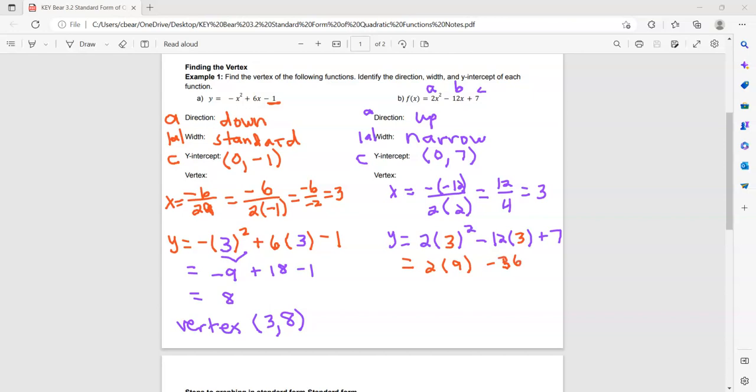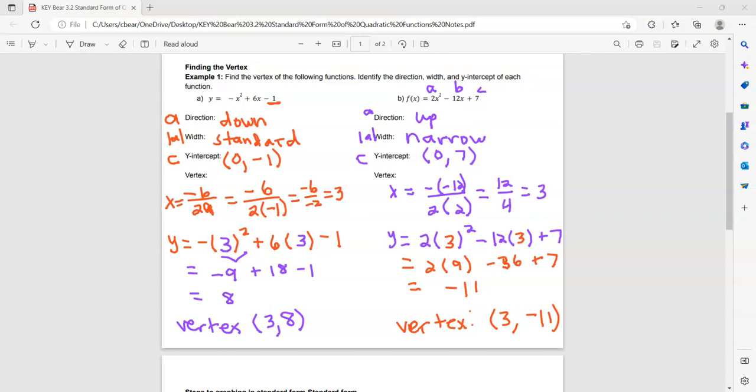It's a 36. Okay. 2 times 9 is 18. 18 minus 36 is negative 18. Negative 18 plus 7 makes negative 11. So we now have our vertex. For the vertex, we're going to have 3, negative 11. All right, so that is what we can do.